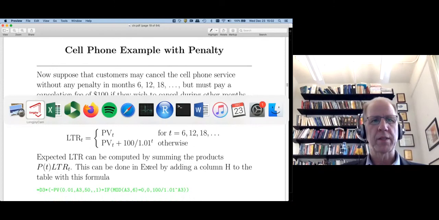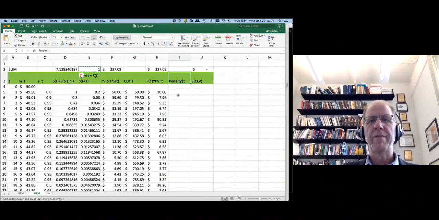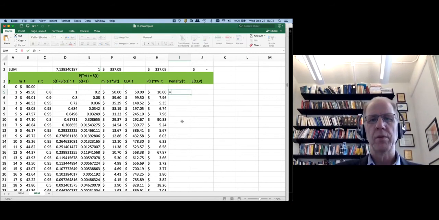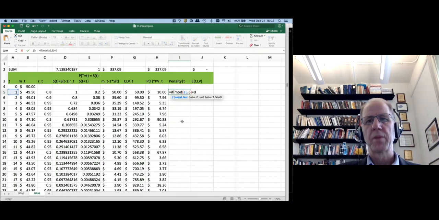I'm going to go over to my Excel spreadsheet for a second, and I've added a new column that I've labeled the penalty given the time that you cancel. So if I know when you cancel, what is that penalty? Let's go think about this. I'm going to put in my mod statement. So if A5 mod 6 is equal to 0. So the way to think about this is equal to 0 whenever I cancel in period 6, 12, 24, 18. So I'm out of contract.